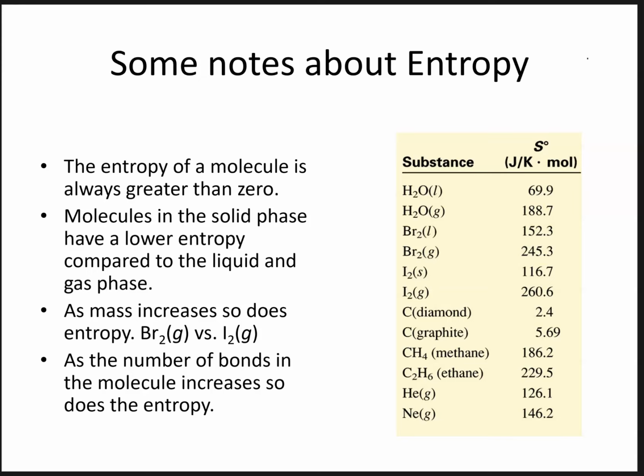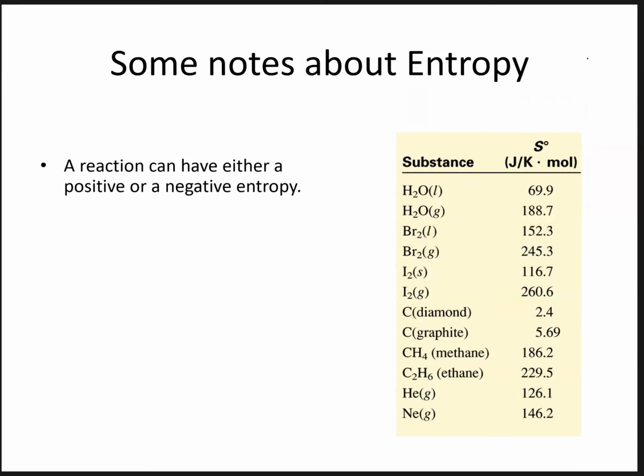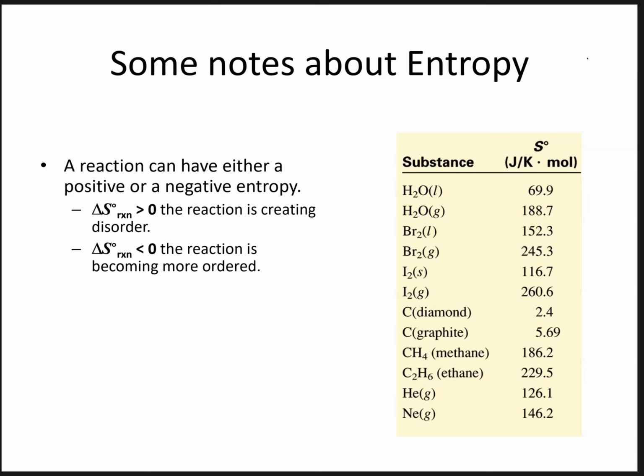Now let's shift gears and talk about some observations we have about entropies of reactions. A reaction can have an entropy that is positive or negative. If the entropy change is greater than 0, the reaction is creating disorder, or probably a better way of putting this is that things are spreading out. When entropy is less than 0, the reaction is producing something that is more ordered in nature compared to where it started.